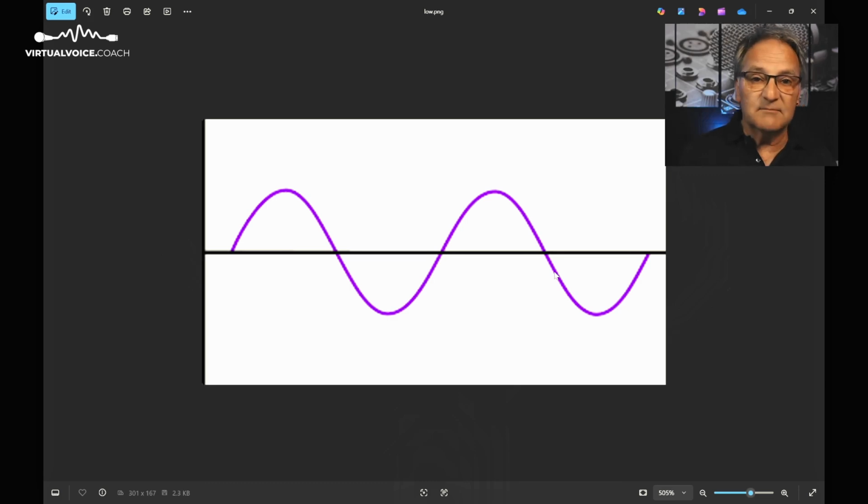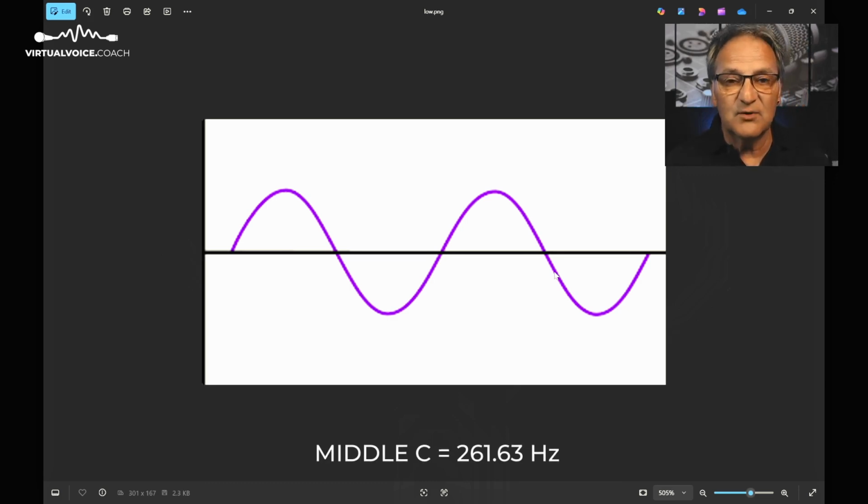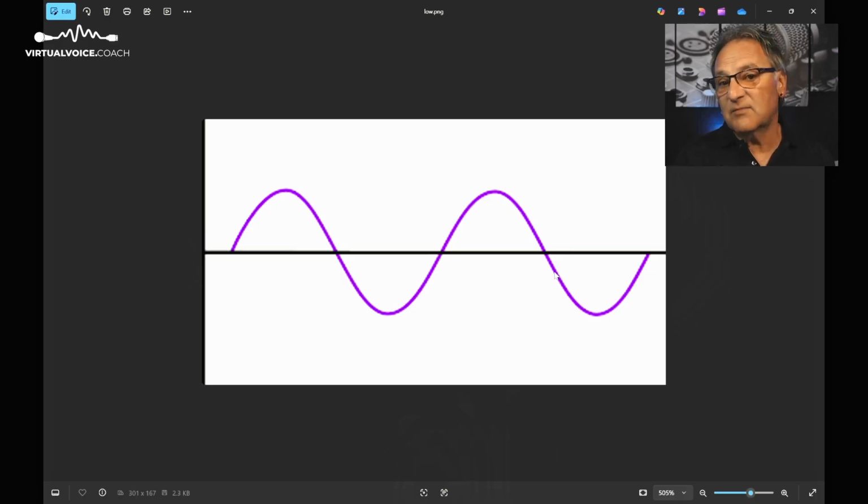So if we look at middle C, it oscillates at 261.63 times per second. So whether it's a piano or your voice or part of your air conditioner, that frequency is 261 times per second. Now, the lower we go, the slower that vibration.